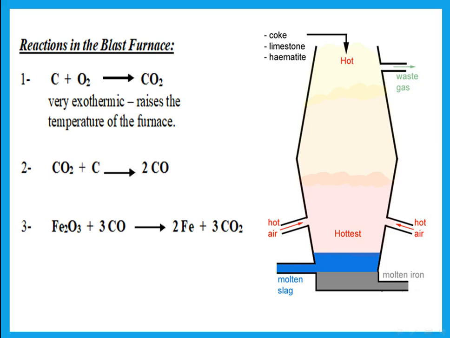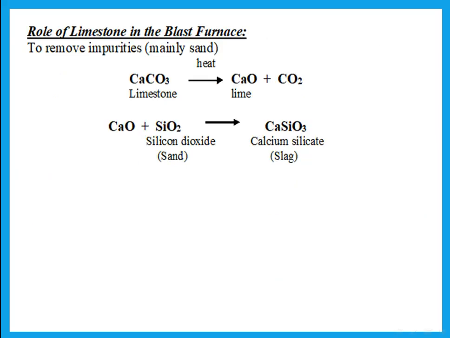Now there is something else that we added, which is the limestone, and we haven't mentioned why we added the limestone. Well, let's take a look at the limestone. The role of the limestone in the blast furnace is to remove impurities, and you should remember that the hematite is something that is a raw material obtained from the earth. So when you dig up something from the earth, the main impurities is sand or soil.